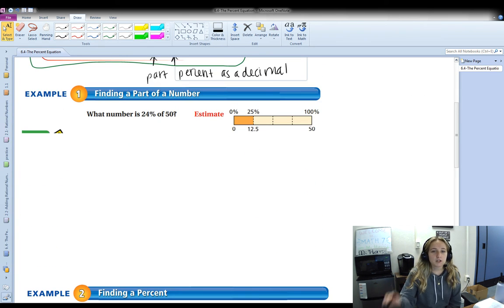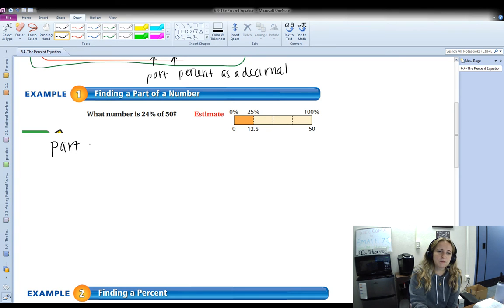Finding a part of a number. What number is 24% of 50? We still want to do the same thing, so let's write our setup. It's going to be part equals percent times whole. I know right away my percent is always going to be the one with the percent symbol attached to it. So this is going to be the percent.